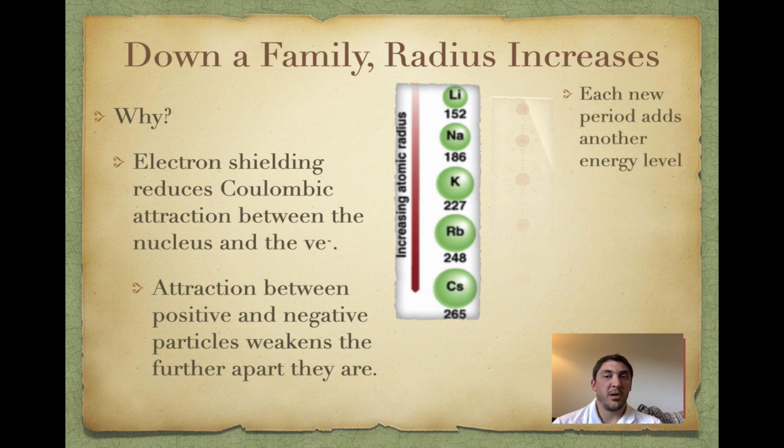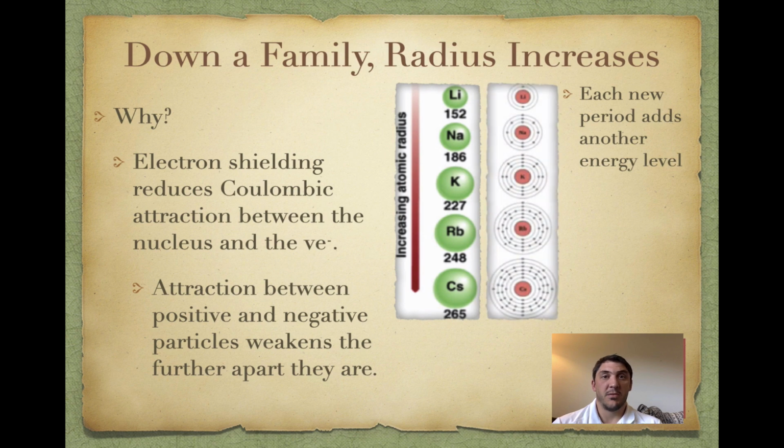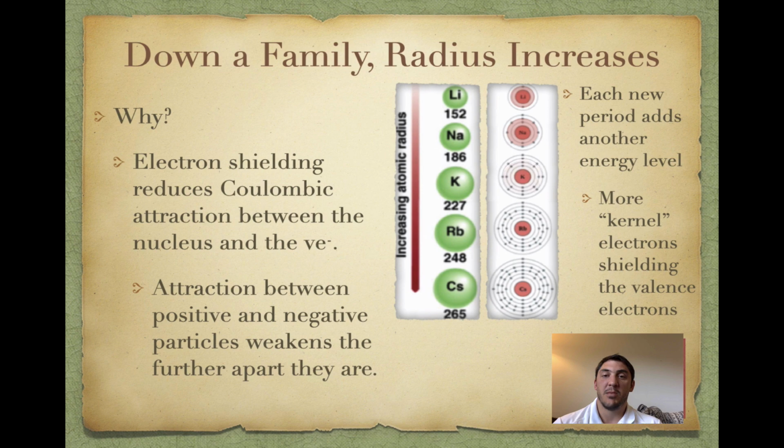So each new period adds another energy level or another layer of kernel electrons. So the amount of shielding increases from top to bottom. If you look at lithium, it's got one energy level shielding its outermost valence electrons. Sodium has two layers shielding, potassium has three, and it increases as you go down. So the more electrons getting in the way or shielding its valence electrons, the further apart the valence electrons are from the nucleus, which makes its radius bigger.